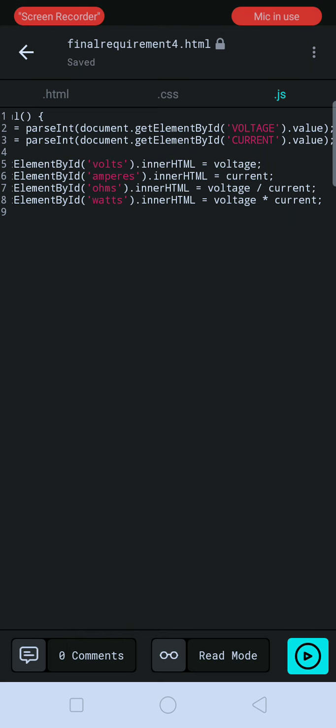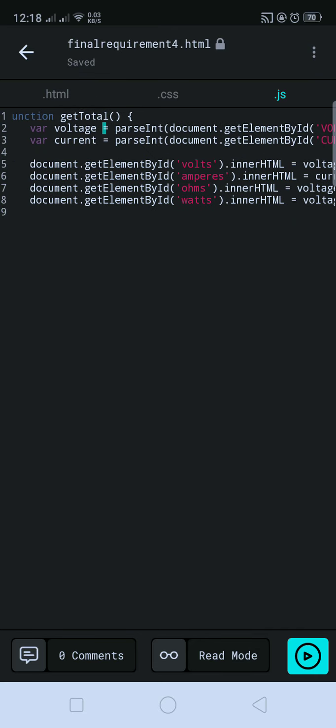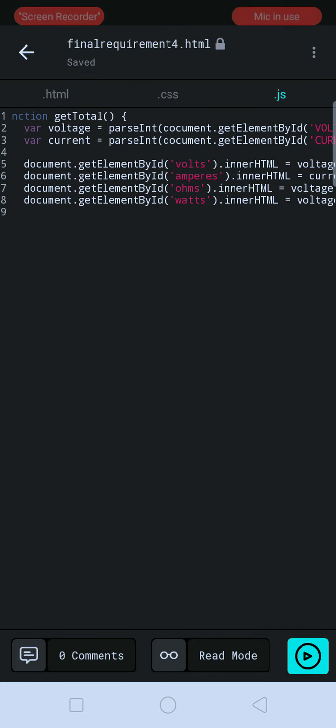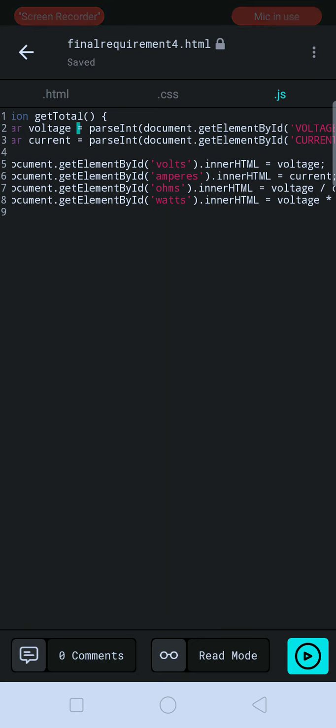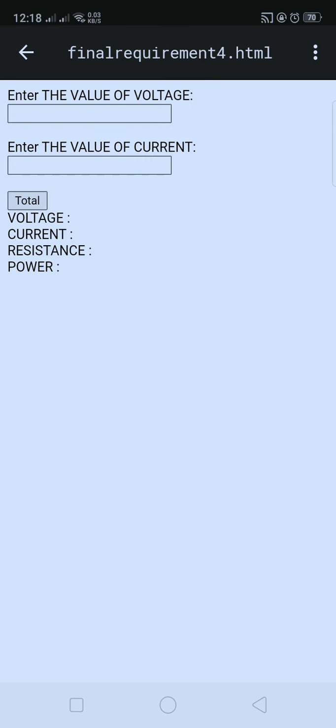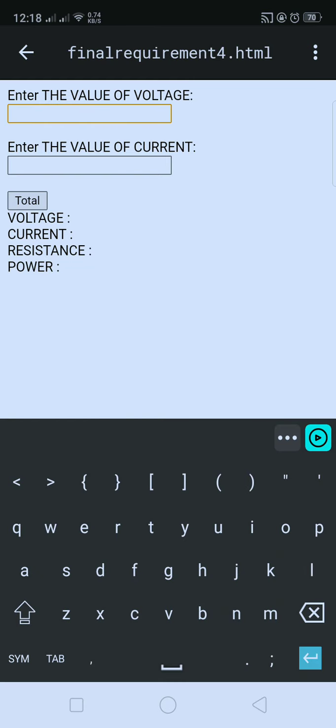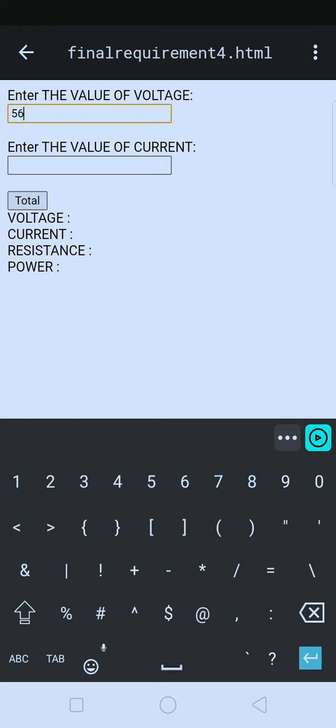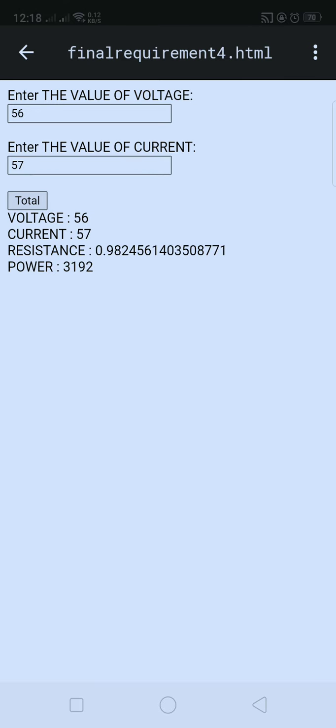Of the voltage, I placed it here in the output. Then the output of the code is enter the value of voltage. Example is 56. Then enter the value of current is 57. Then get total, or click total. Then the voltage is 56. The current is 57. The resistance is 0.9824.